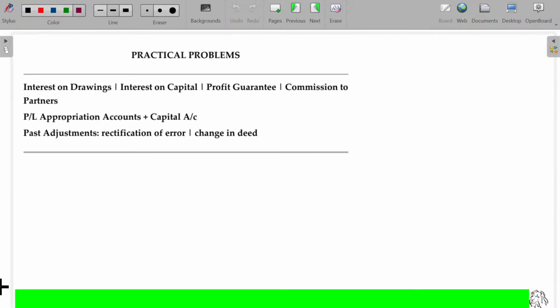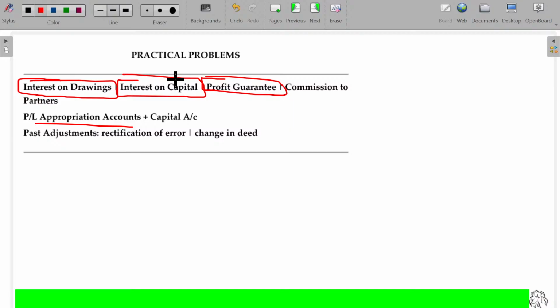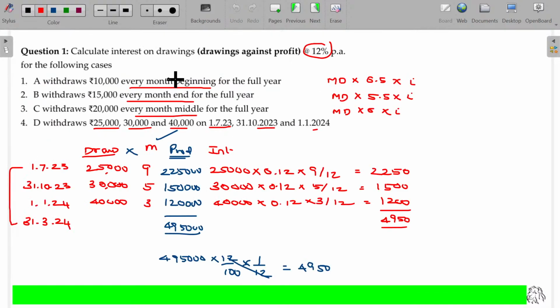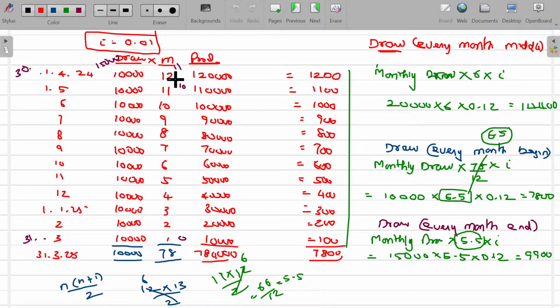See here, while preparing the P&L appropriation account, to make the sum complicated, there will be interest on drawings adjustment, interest on capital adjustment, and when the profit guarantee is given, how can we handle? So all these cases we have to understand. Clear? Hope now you'll be able to understand. Any doubts here? Clear?